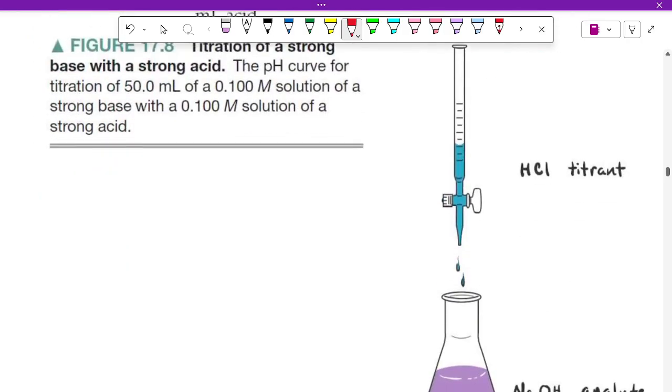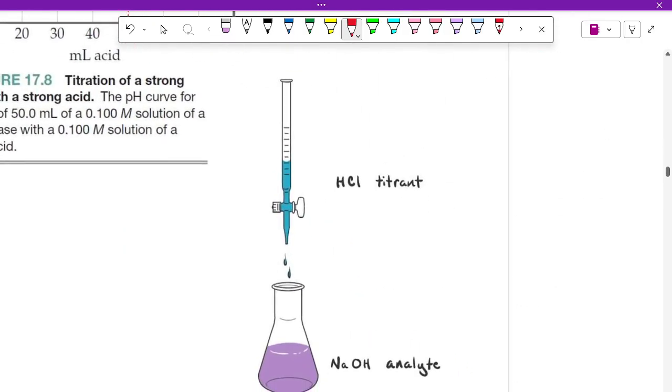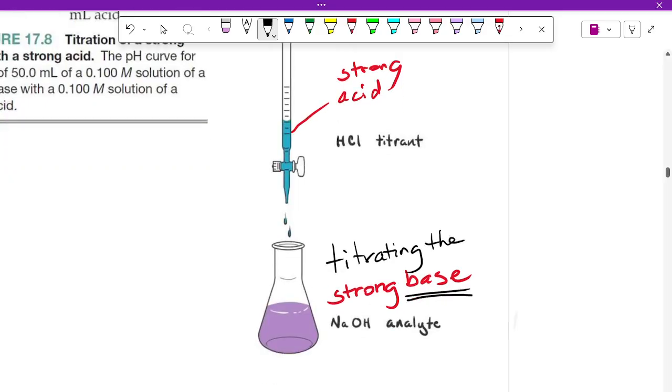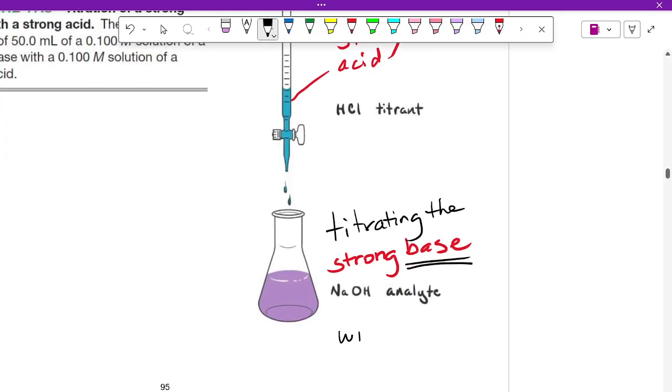So if we look at our picture here, we have our acid and we have our NaOH, we have our strong base. And this picture shows us that we are titrating the base with the acid.